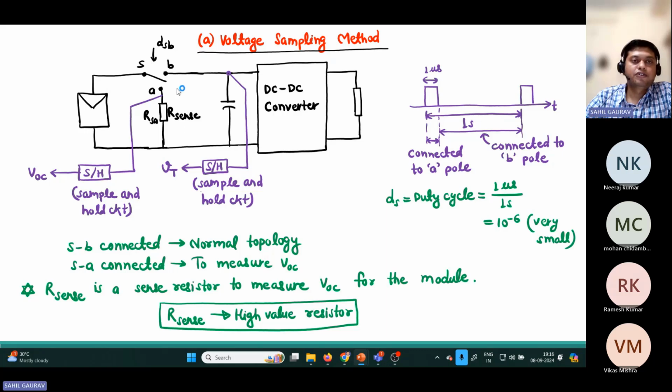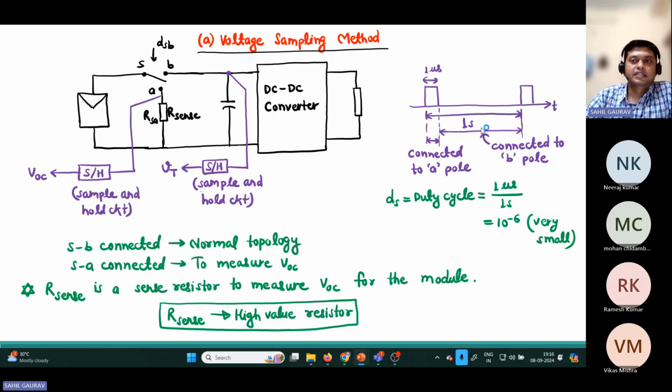Now, how are we going to implement the switching state for the switch? When this switch is connected to A, we are measuring the open circuit voltage, and when the switch is connected to B, that is the normal topology, for which the DC-DC converter is operating in MPPT.